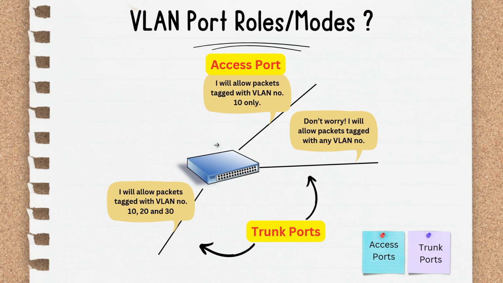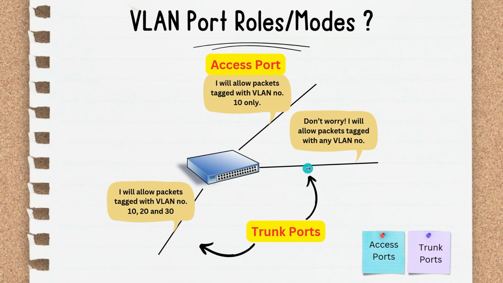So for port roles, there are access ports and trunk ports, as we have seen. Access ports are ports which allow only certain VLAN-tagged packets. Like if there is some port which says, I will allow packets tagged with VLAN 10 only, then it's an access port. And trunk ports are the ports which can allow a group of VLANs, or it can allow all VLANs basically. So that's the definition of a trunk port.